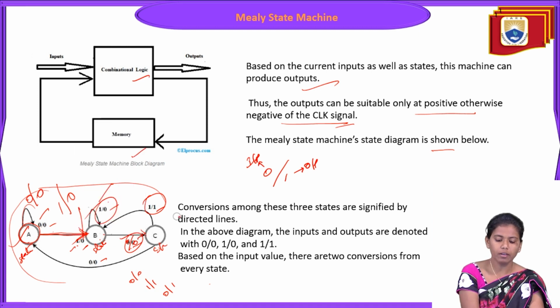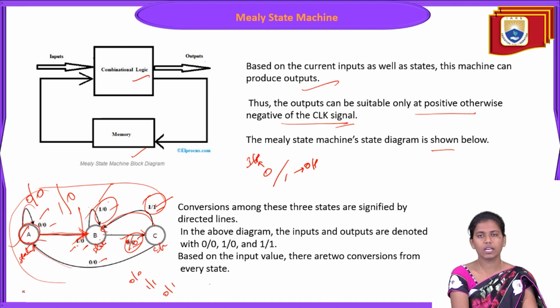And now when my input is 1 and the output is 1, the state transition takes place from C to B, back again. That means when my input is 1, output is 0, and also when my input is 0, output is 1, the transition goes from C to A.